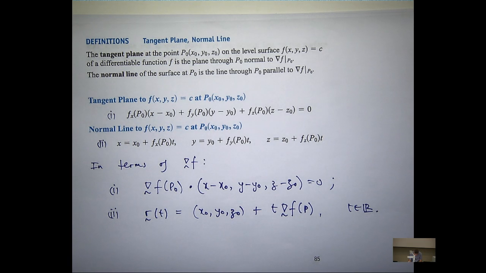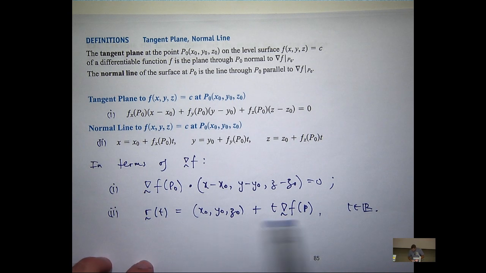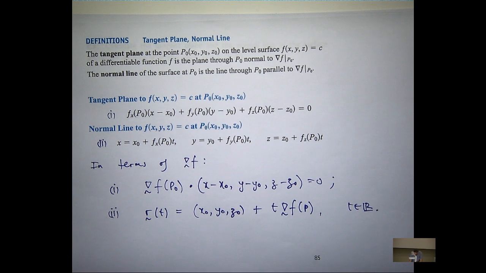What do we need for a line? We'd like a point on the line and a vector parallel to the line. That's how we get the equation for a line. Well, here's your point on the line, and here's your vector parallel to the line. Okay, it's parallel because it's normal to the surface, and you want a normal line.